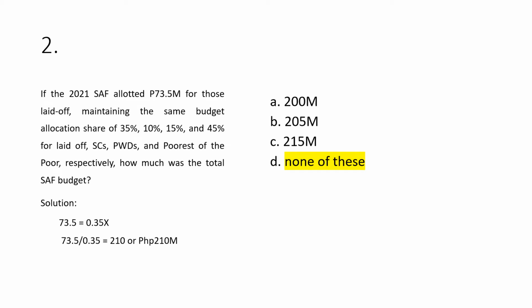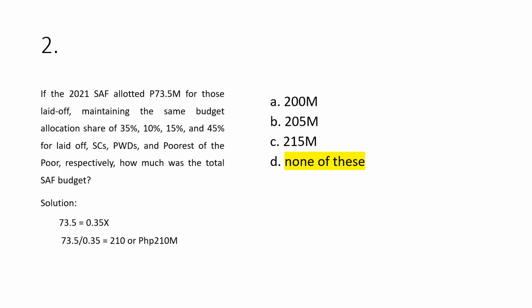For number 2, referring to the same distribution, we are told that for 2021, SAF allotment was 73.5 million for those who were laid off. If maintaining the same budget allocation as that of 2020, the sharing would be 35%, 10%, 15%, and 45% for laid off individuals, senior citizens, PWDs, and poorest of the poor respectively.